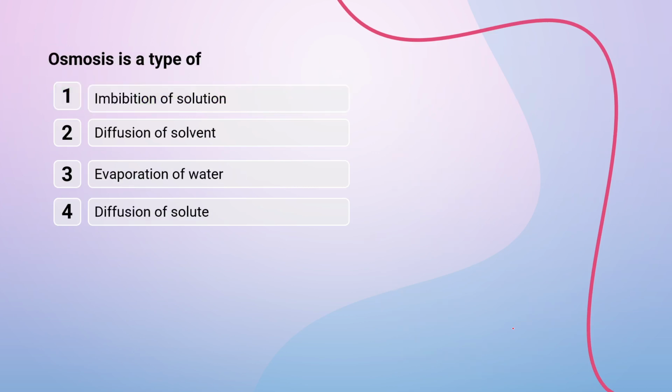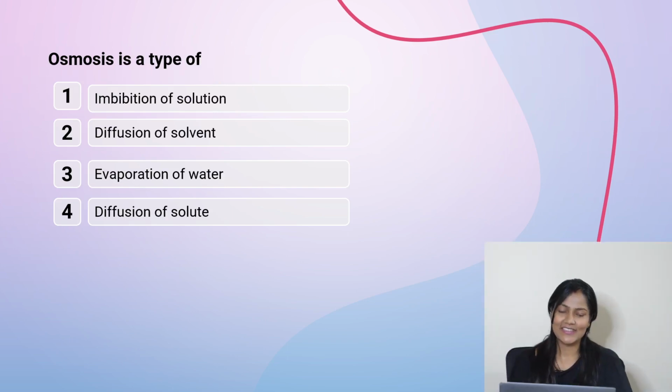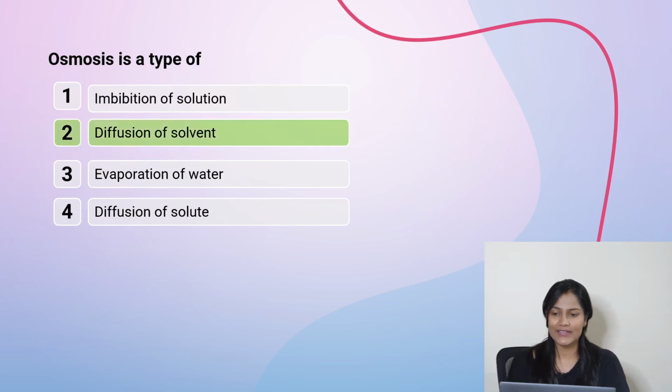Let's move to the next question. Osmosis is a type of imbibition of solution, diffusion of solvent, evaporation of water, diffusion of solute. Easy peasy lemon squeezy. Quickly give me the answer. Okay, so let's see what's the correct answer, and the correct answer is diffusion of solvent or simply water molecule.